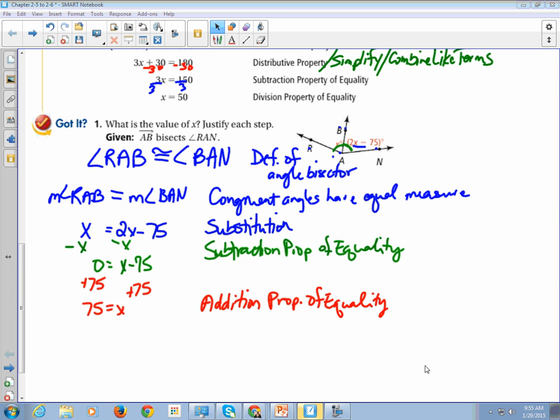And we're there. We solve for x. So a little bit more complicated than just going with it. We have to give our justification.